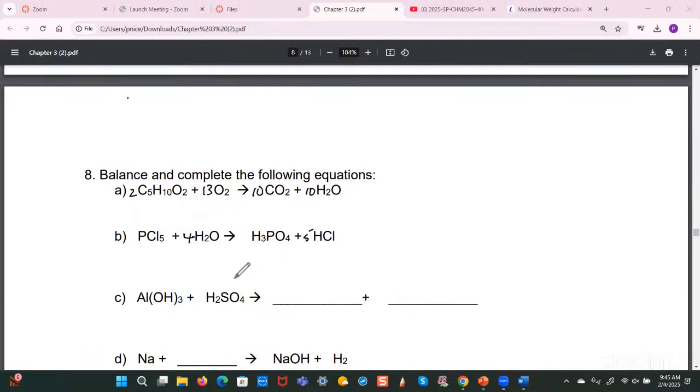14, 15. Yep, that's correct. Okay, now for C, you have to figure out what the products are and then balance it, right? So let's figure out the products first. What would the products be in this case?